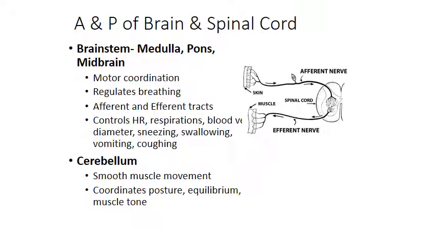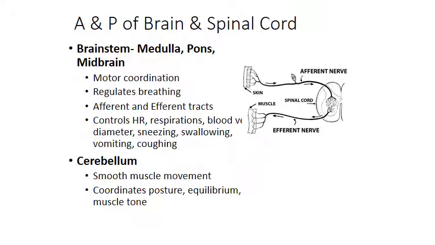It also, the brainstem, the medulla, pons, and midbrain, controls the heart rate, the respirations. It controls the blood vessel diameter. So we're talking about vasoconstriction and vasodilation, sneezing, swallowing, vomiting, and coughing. So there's a lot of information that the brainstem, medulla, pons, and midbrain control. The cerebellum is responsible for the smooth muscle movement. It also coordinates posture, equilibrium, and muscle tone. Okay.